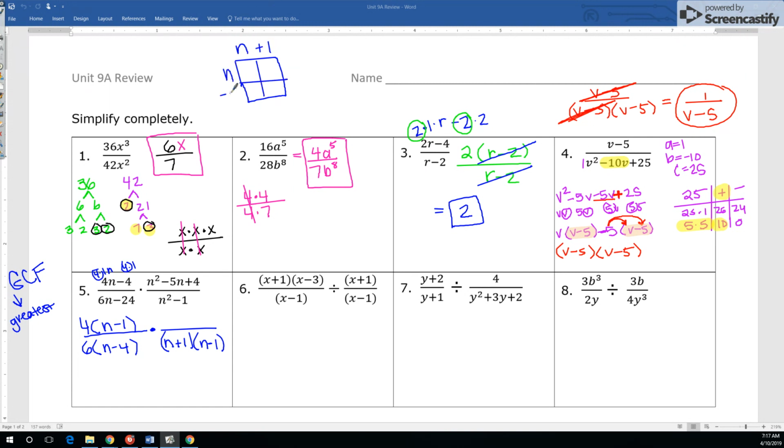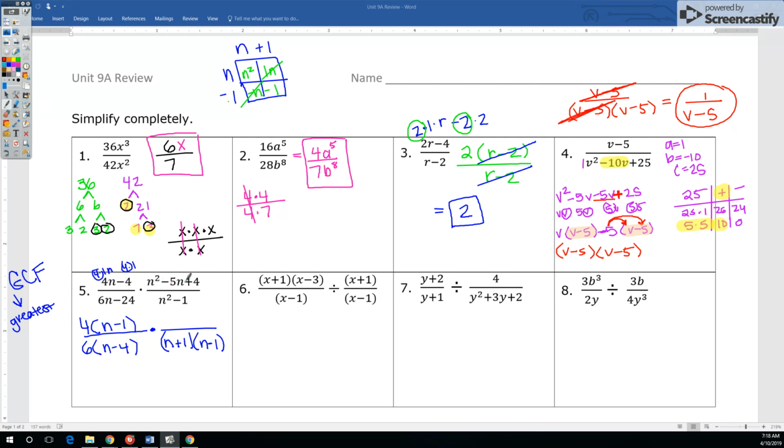N plus 1, n minus 1. N times n is n squared. This is positive n. This is negative n. This is negative 1. Those cancel. So I'm left with n squared minus 1. Exactly what I started with. Sorry, I didn't really make these boxes big enough.